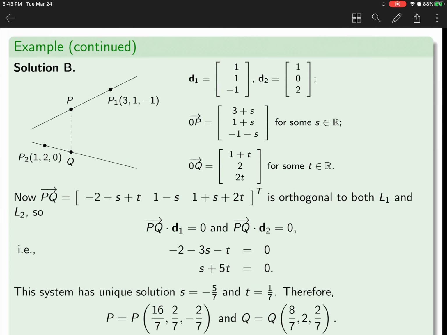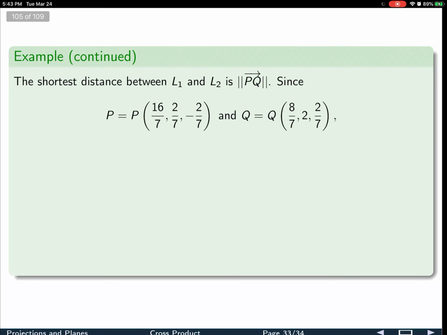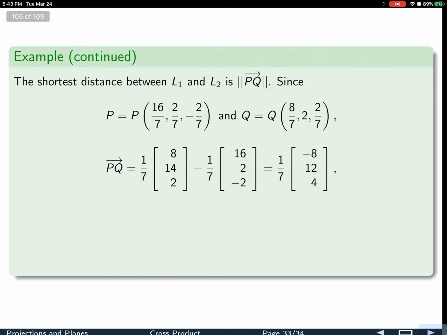That means that we could plug S and T back into our original lines based on the vector formulation that we have up there. And we could get a point for P and a point for Q. And again, if we found the magnitude of the vector PQ, we could find the distance between those 2 points. And it works out the same as the first one where we use the cross product. So that's really cool.